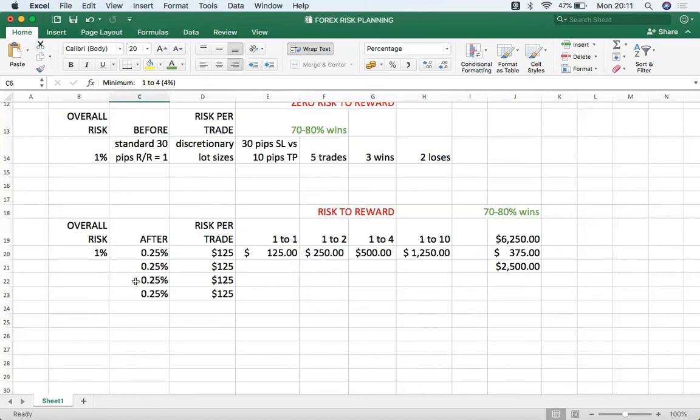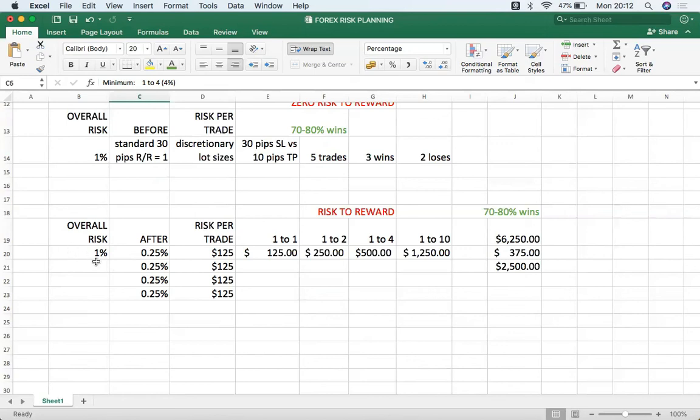looking at, step one, dividing my 1% by 4 trades, because I know I'm going to take about 4 to 5 trades. So I'll split my 1% between those 4 to 5 trades.